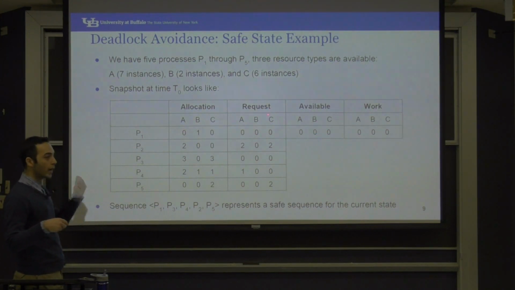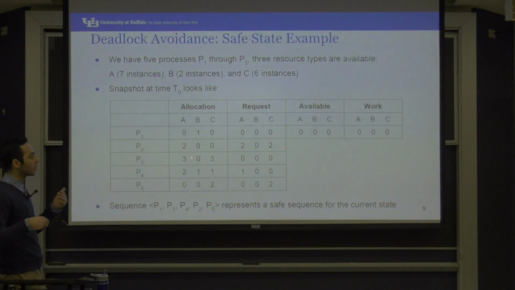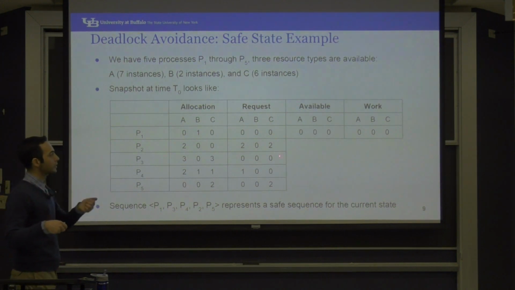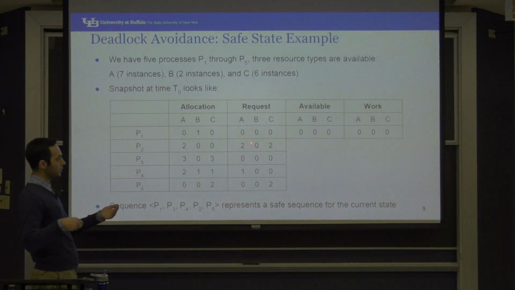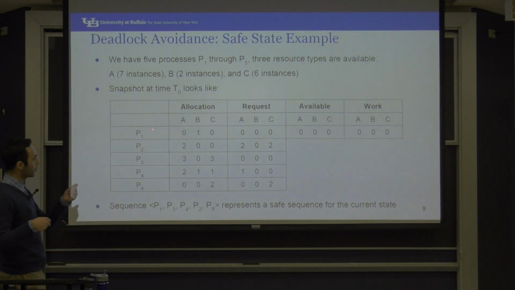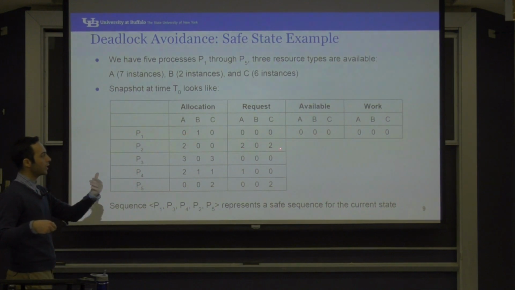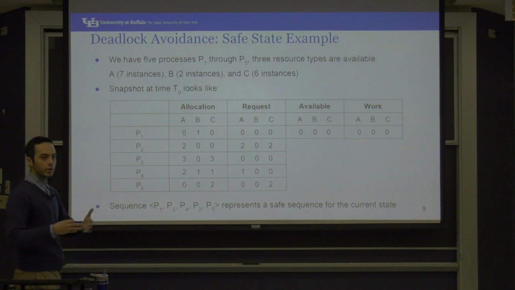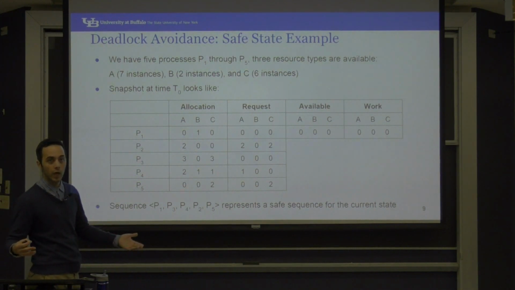Now, the requests, and it's if these processes are requesting, or they may request these in future, is like this. So P1 does not request anything. P2 may request 2 of A and 2 of C. And then P3, again, nothing. P4, 1, 0, 0. P5. This is, again, either right now they're requesting or they may request in the future.